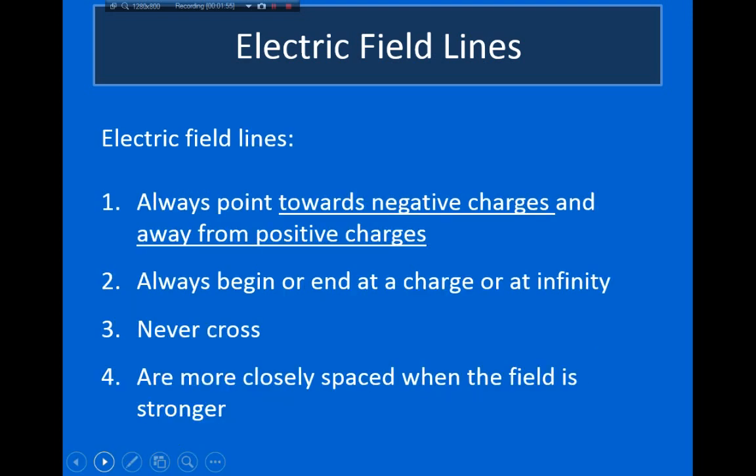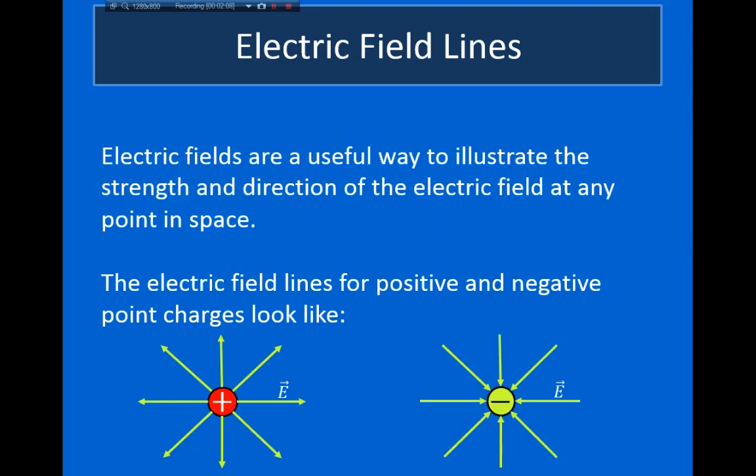The second rule that we have for drawing electric field lines is that the electric field lines will always begin and end at either a charge or all the way out at infinity. So for example, here we have these electric field lines starting on the positive charge and then extending out to infinity.